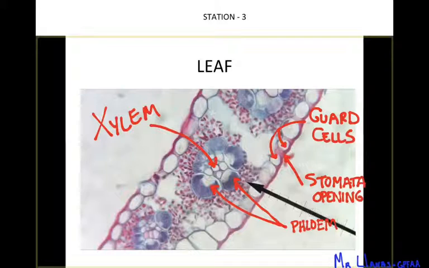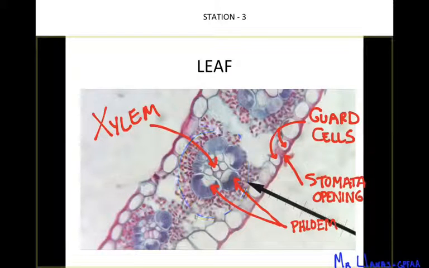Now this is the cross section of a leaf, and I wanted you to label the xylem and the phloem. I already labeled those, as well as the guard cells and the stomata. But if you look here, I'll go ahead and add, let me grab another color real quick. This is called a vascular bundle. When we're looking at xylem and phloem together, we call those vascular bundles. That's one bundle, this is another bundle.